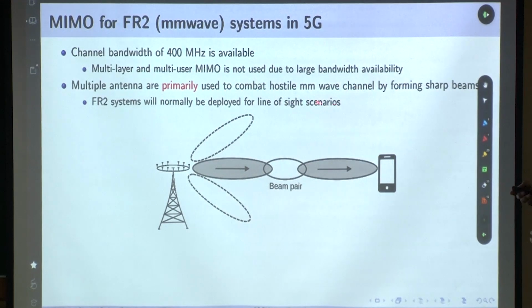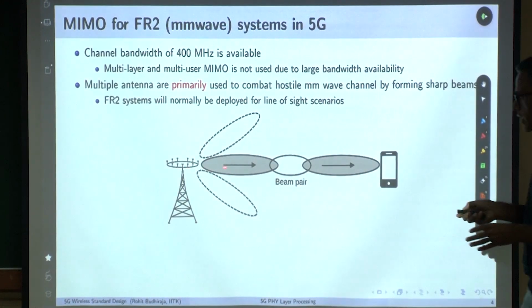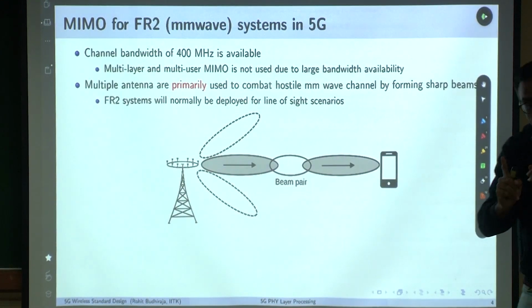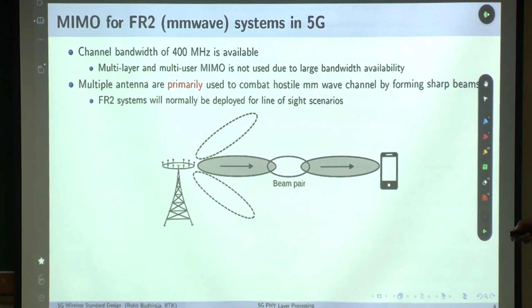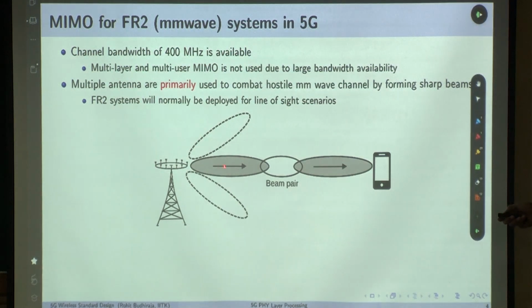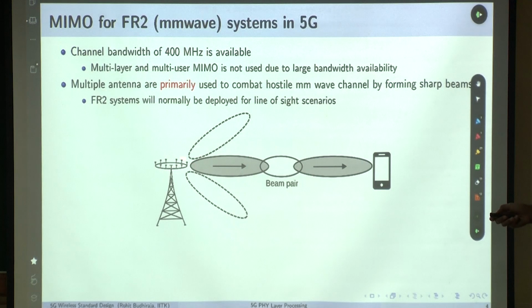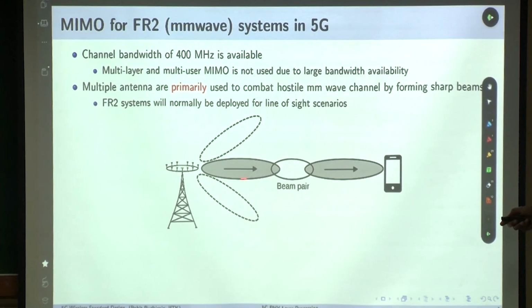As I said, by forming sharp beams toward the user. So, what are we saying here? There will only be one rank, NL equal to one layer will be transmitted. We don't care about multiple layers because of this. What are we doing here? The base station has 256 antennas, the user has 16 antennas. The base station forms a small, sharp beam towards the user.